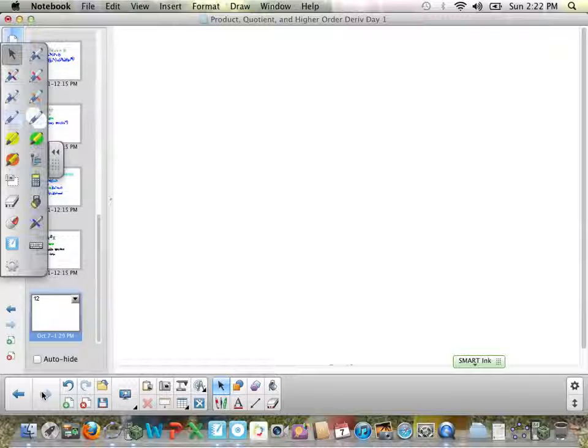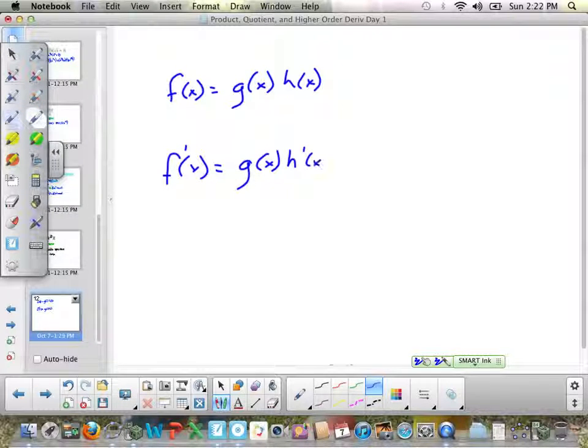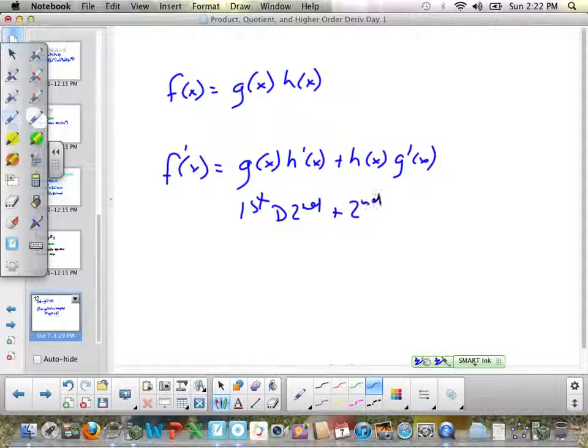So in conclusion, when you have 2 functions that are being multiplied, suppose f of x equals g of x times h of x. The derivative for f will be the first function, g of x times h prime of x, plus h of x times g prime of x. First times the derivative of the second plus second times the derivative of the first.